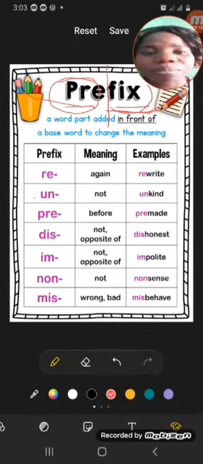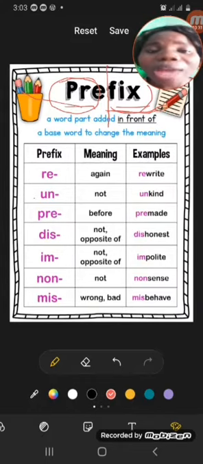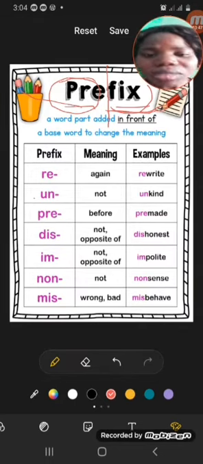Now these are examples of prefixes that we have. We have RE, and RE means again, to do something again. Like rewrite. When you hear rewrite, what does it mean? It means you should write it again. We have UN, which simply means not. And we can have unkind. Do you get it now? Okay, pre, like I said, means before. We have premade, we have premature. This means not or opposite of something.